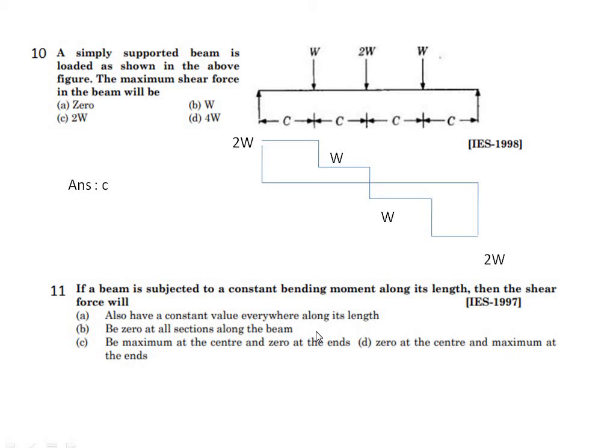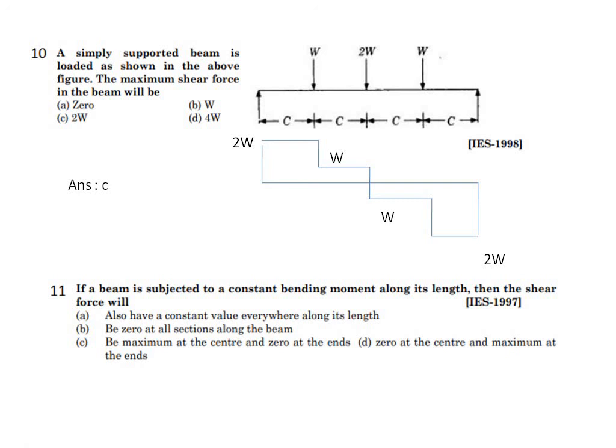So if the shear force is 0 along the beam, then force into perpendicular distance is the bending moment. So if force is 0, the bending moment is also going to be 0. If it is 0 everywhere throughout the beam, the bending moment is going to be constant, that is 0. So B may be the right answer.